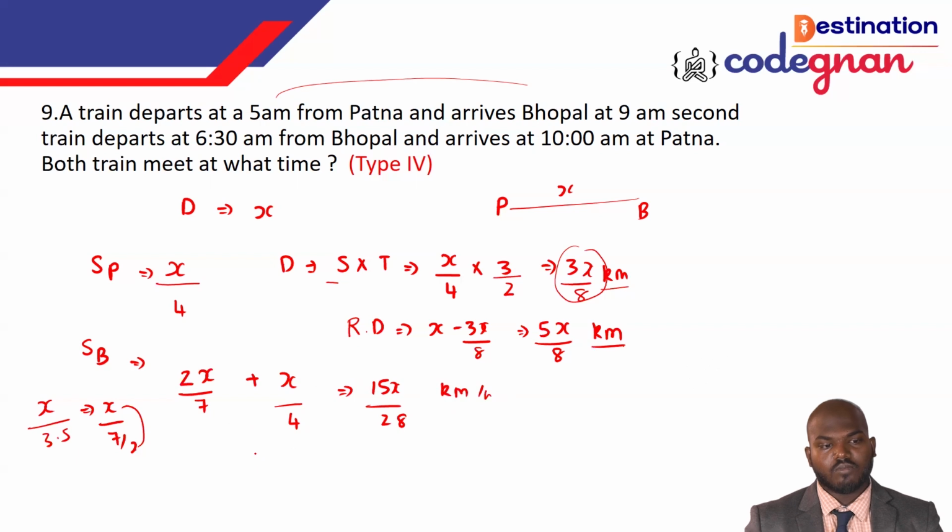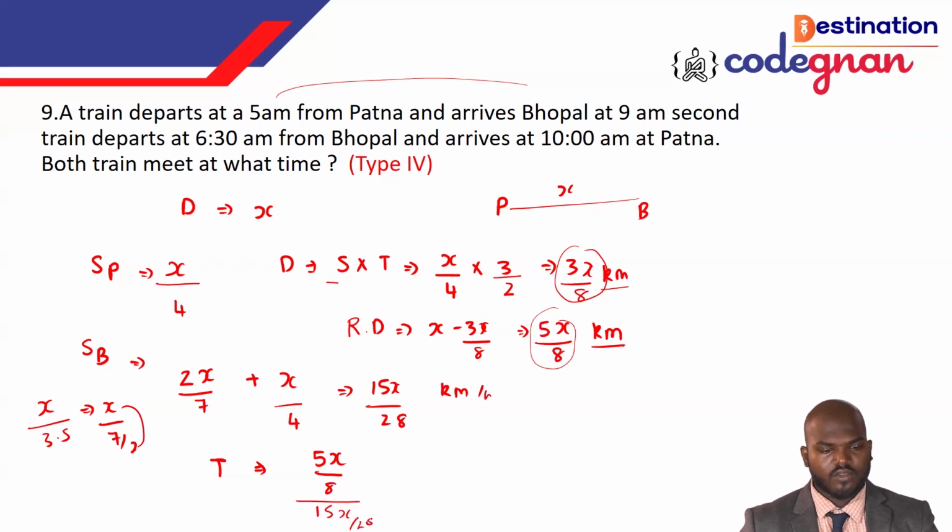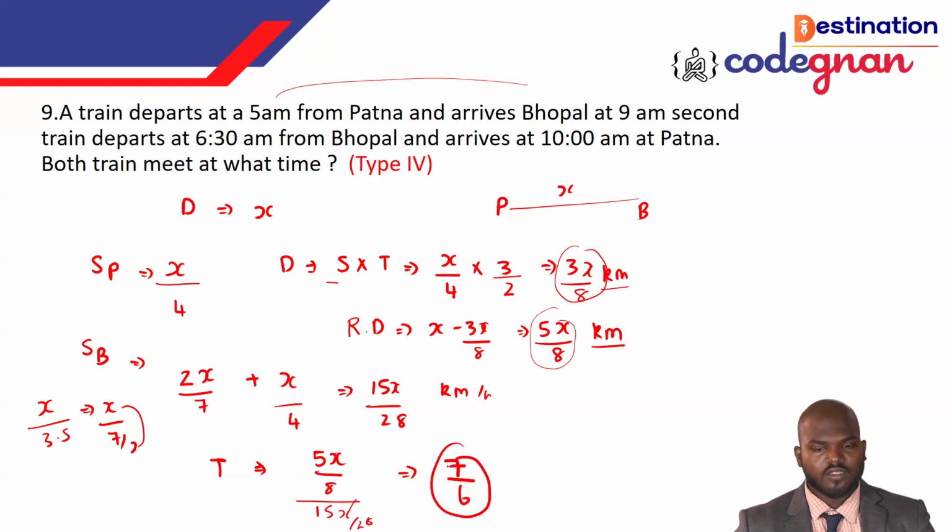The time to meet: what is the time they want to meet? That's the only thing they are asking. So the time is equal to distance by speed. The remaining distance is 5x by 8, and I'm keeping here the relative speed, 15x over 28. You see this, 5x and 5x, the x and x cancel. If you cancel this, you will be left with the value 7 by 6 when you simplify.